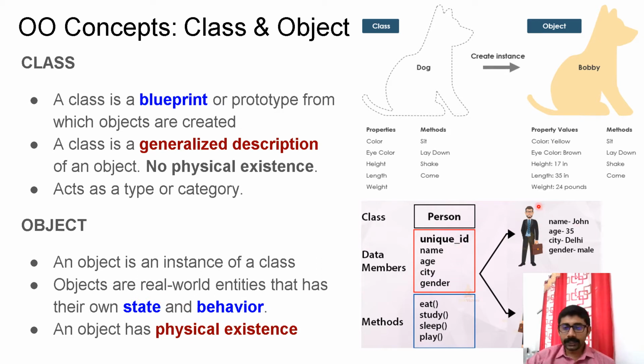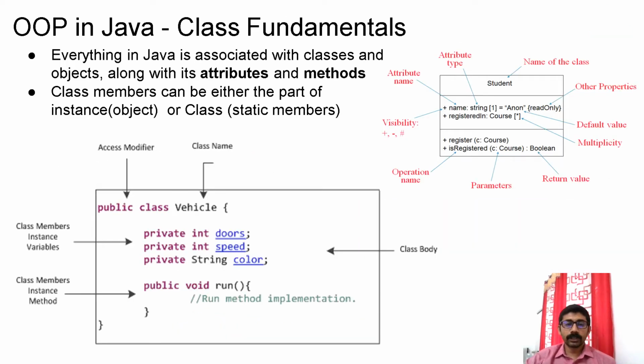So in each object here, this John is a particular instance of the class person. John has a name, age, city, all those things. He has his own behavior and his state. So let us learn the syntax to implement a class in Java. Everything in Java is associated with classes and objects along with its attributes and methods. So a class will have attributes and methods or functions.